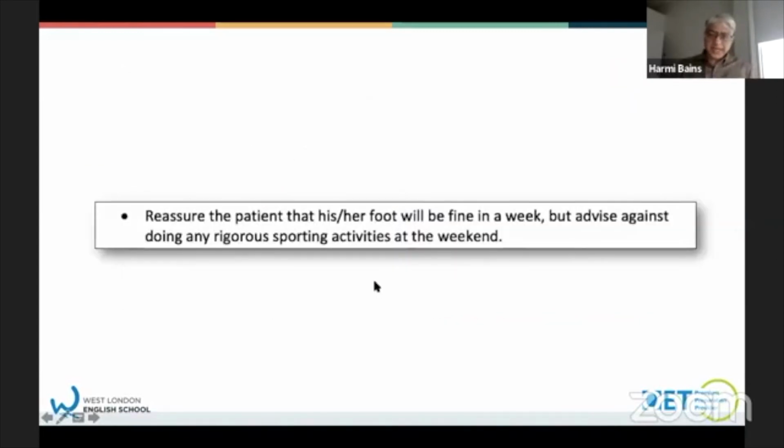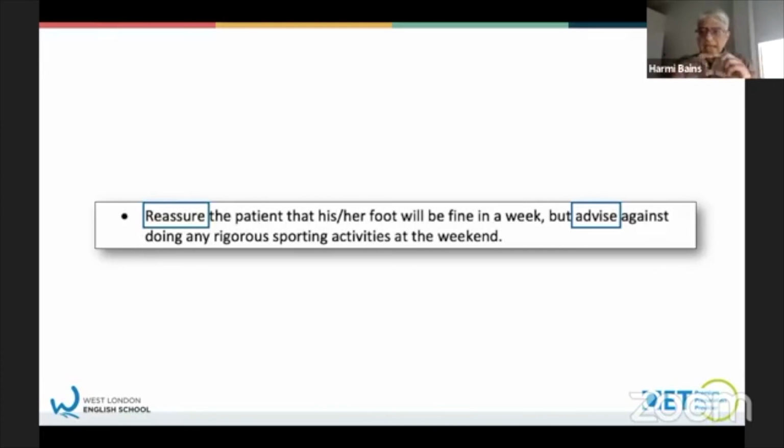The next task, actually, it starts with reassure. It says here, reassure the patient that his or her foot will be fine in a week, but advise against doing any rigorous sporting activities at the weekend. You can see the verb is reassure. And you can see, actually, you've got another task. So that's something else to do in your 3 minutes.